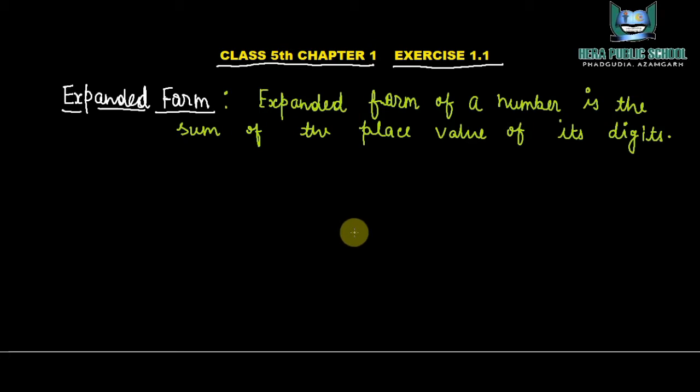Students, first we will clear up the expanded form. First we have to know about expanded form. So the expanded form of a number is the sum of the place values of its digits. Meaning, what is expanded form? Expanded form of a number: the digits in the number, if we write the place values of those digits in the form of a sum, we write the place value of the digits in the form of a sum, then we can say the number is in expanded form. Let's take an example.